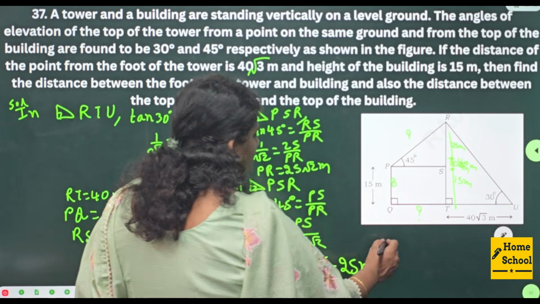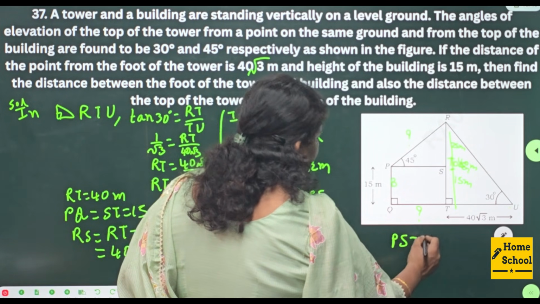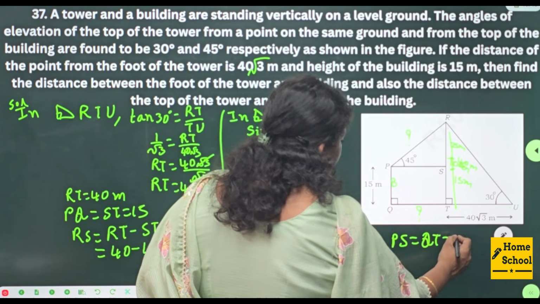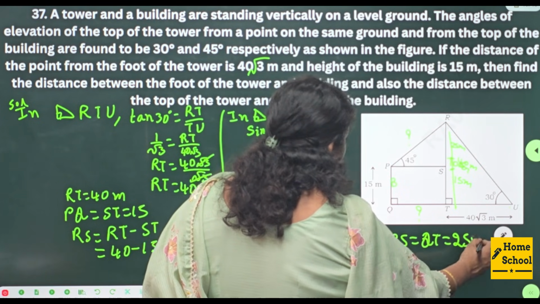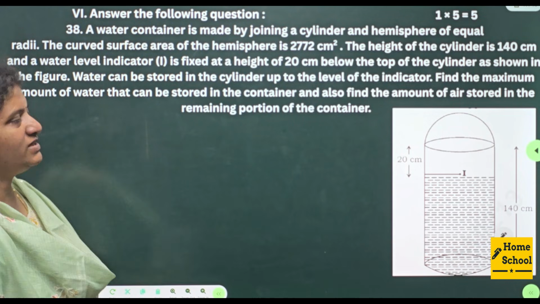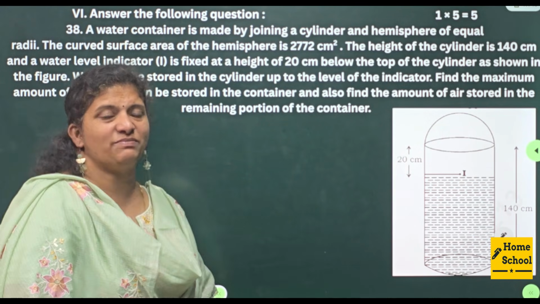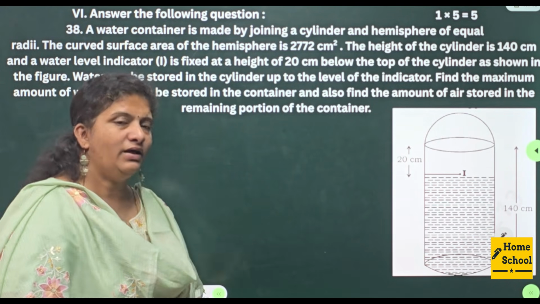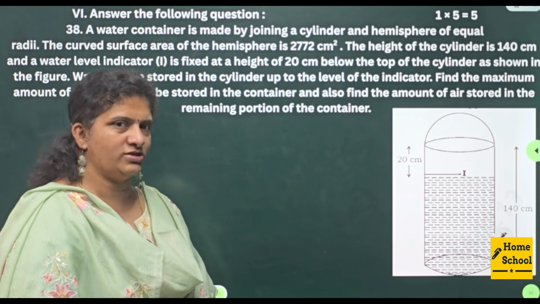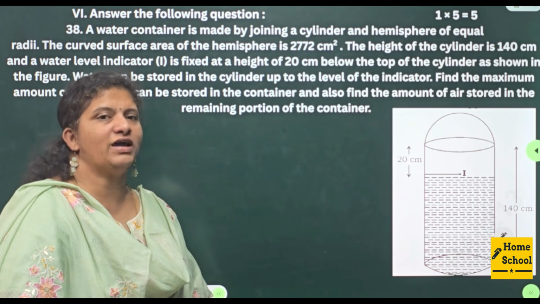If PS is equal to 25, then QT is also 25 meters. So with this, we complete 5 mains. Last main will be having only one problem and another or choice question also will be there. These are for 5 marks.